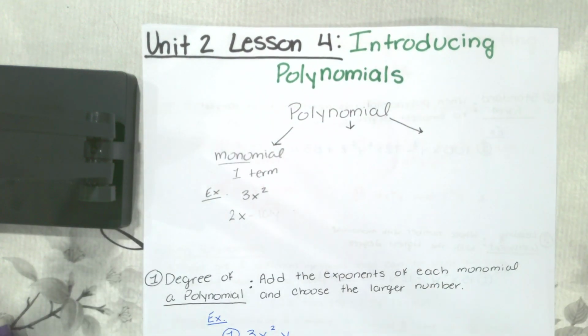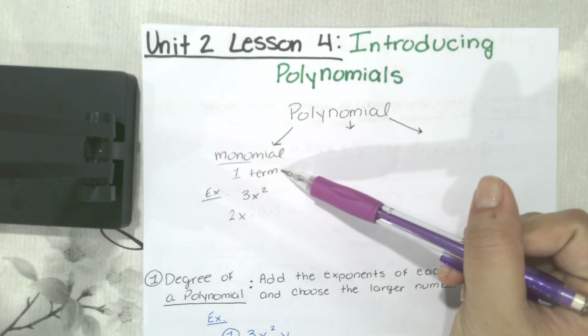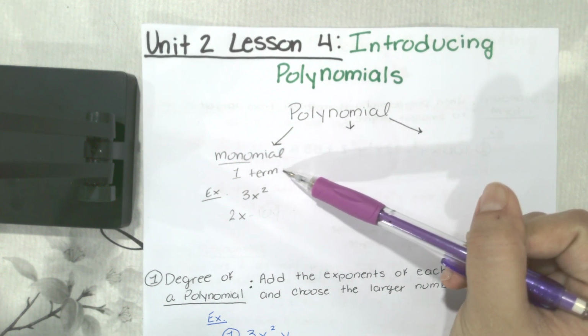It's just 2x. If you want to write down in your notes, one term means that there are no plus or minus signs. Okay, I'm not writing that here in the video, but you can write that in your notes. Again, one term means that there is no plus or minus sign.